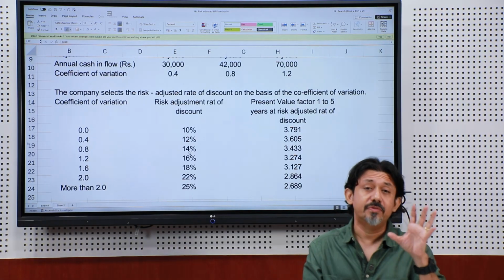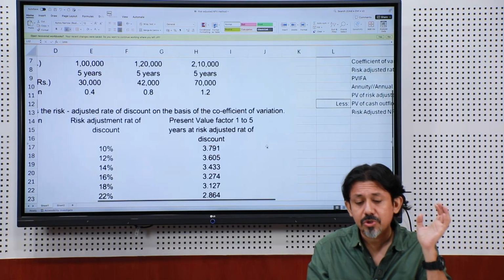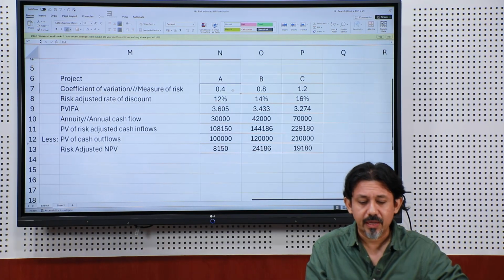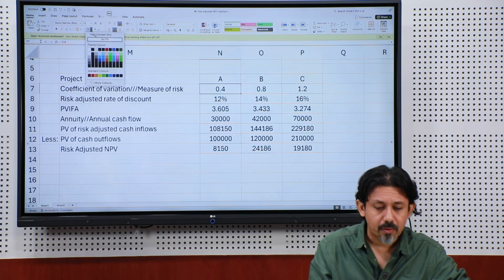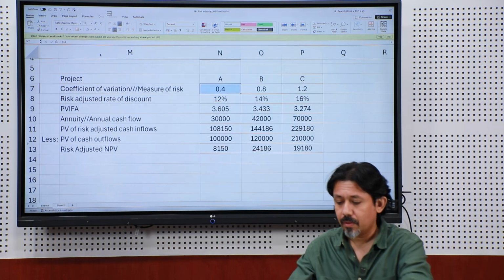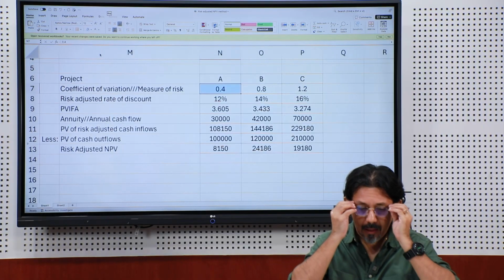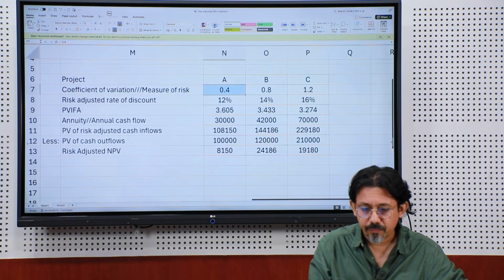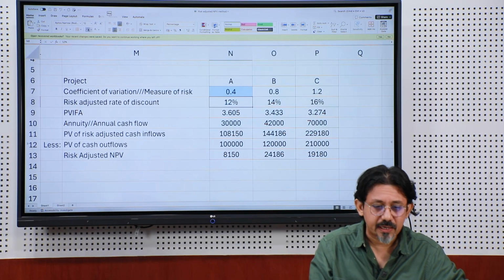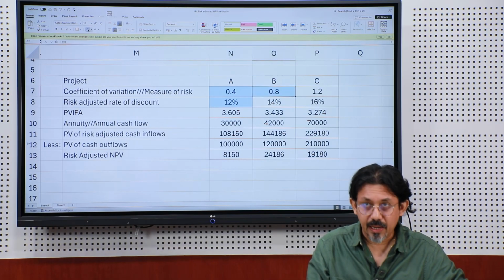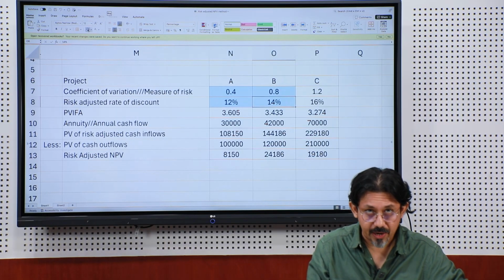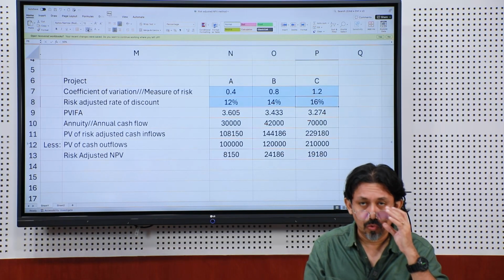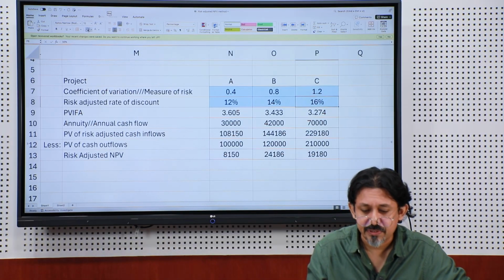Now, given all of this in the case, the solution looks like a very simple one. We are saying coefficient of variation is 0.4, and hence the risk adjusted rate of discount is 12% for project A. For project B, the CV is 0.8, and hence the discount rate is 14%. For project C, the risk goes up to 1.2 and hence the discount rate goes up to 16%.